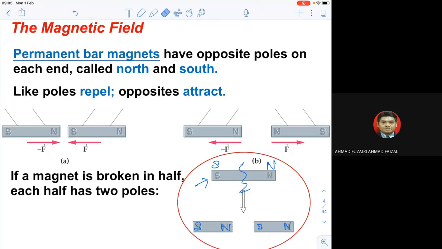Meaning that it's very easy to understand. If we have one magnet, it has one south pole and one north pole at the edge of the magnet. But if you try to break the magnet, you still have a set of north and south poles, regardless of where it's broken.